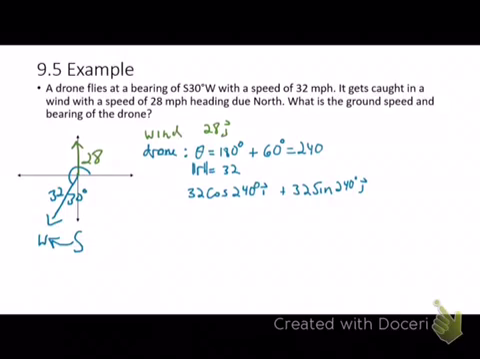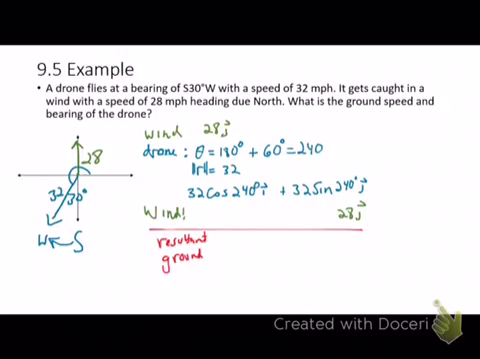And if we add the drone to the wind, let me rewrite the wind down here so it's a little easier to see together. The wind is just the J, so that's the 28J. If we add them together, we'll get the resultant vector, and a lot of times this is considered like the ground speed. And so the resultant will be, the I is just the 32 cosine of 240.